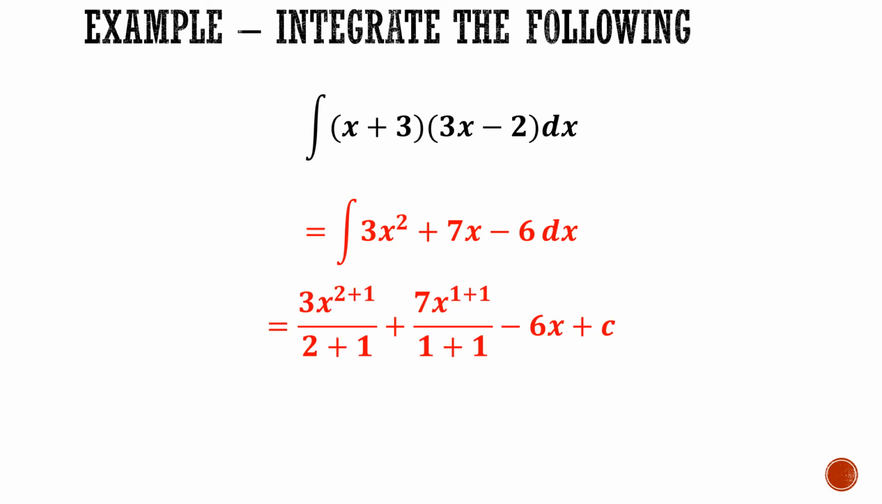So for the first one, I'm going to add 1 to the exponent, divide by the new exponent. So I have 3x to the 2 plus 1 over 2 plus 1 plus 7x to the 1 plus 1 over 1 plus 1, and then minus 6x plus c. And simplifying that, we end up with x cubed plus 7x squared over 2 minus 6x plus c.